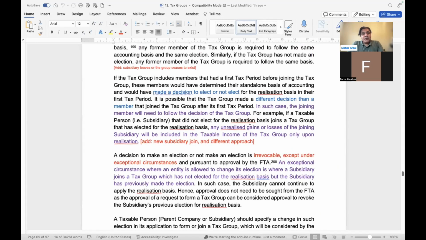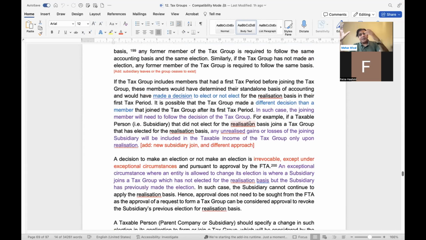Now they're asking about a subsidiary joining with a different approach. There is a possibility the group is following the realization basis and a subsidiary is joining. In its first tax period, the subsidiary has opted for accrual basis. Now this subsidiary wants to join the group which has already opted for the cash basis, the realization basis. The subsidiary has already opted for the accrual basis, and the group had opted for the realization basis.